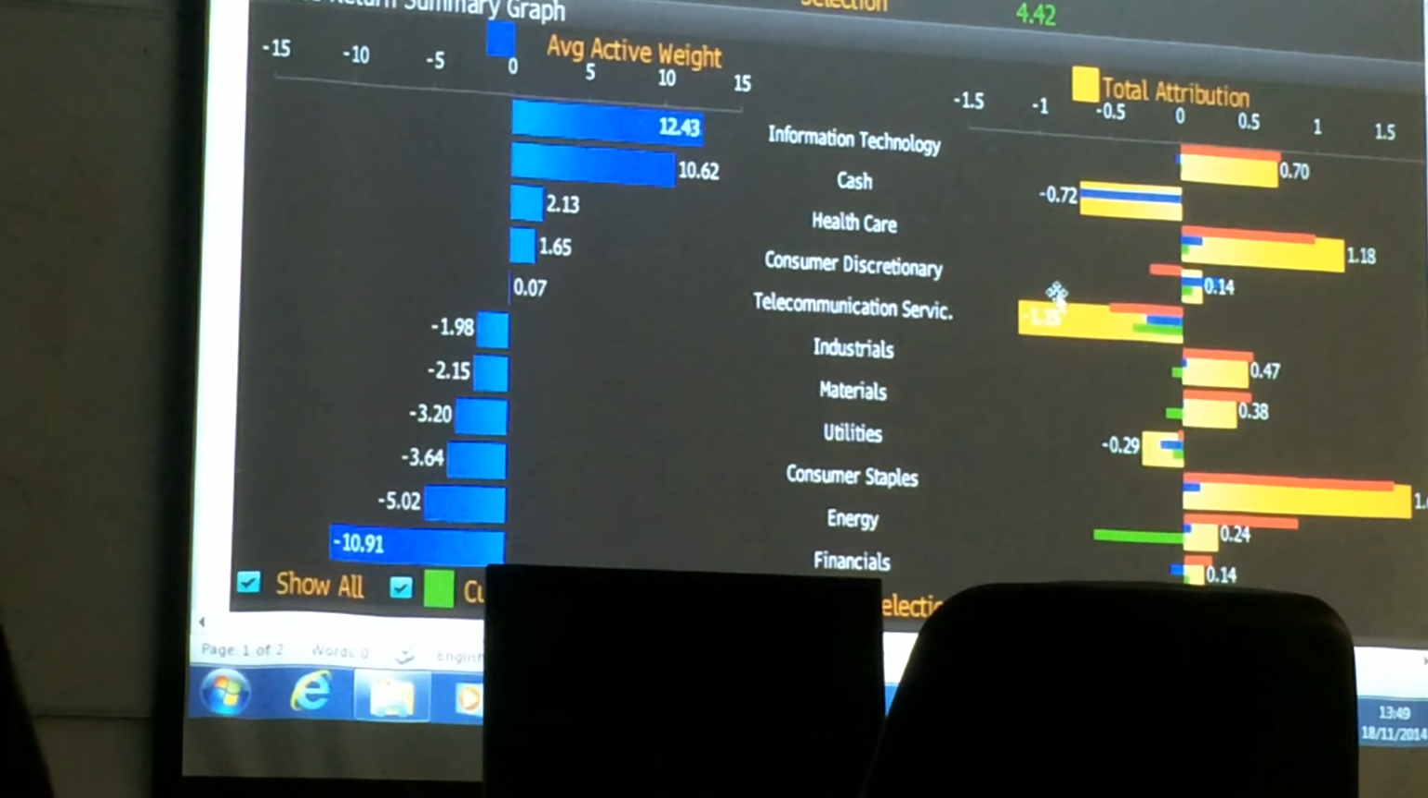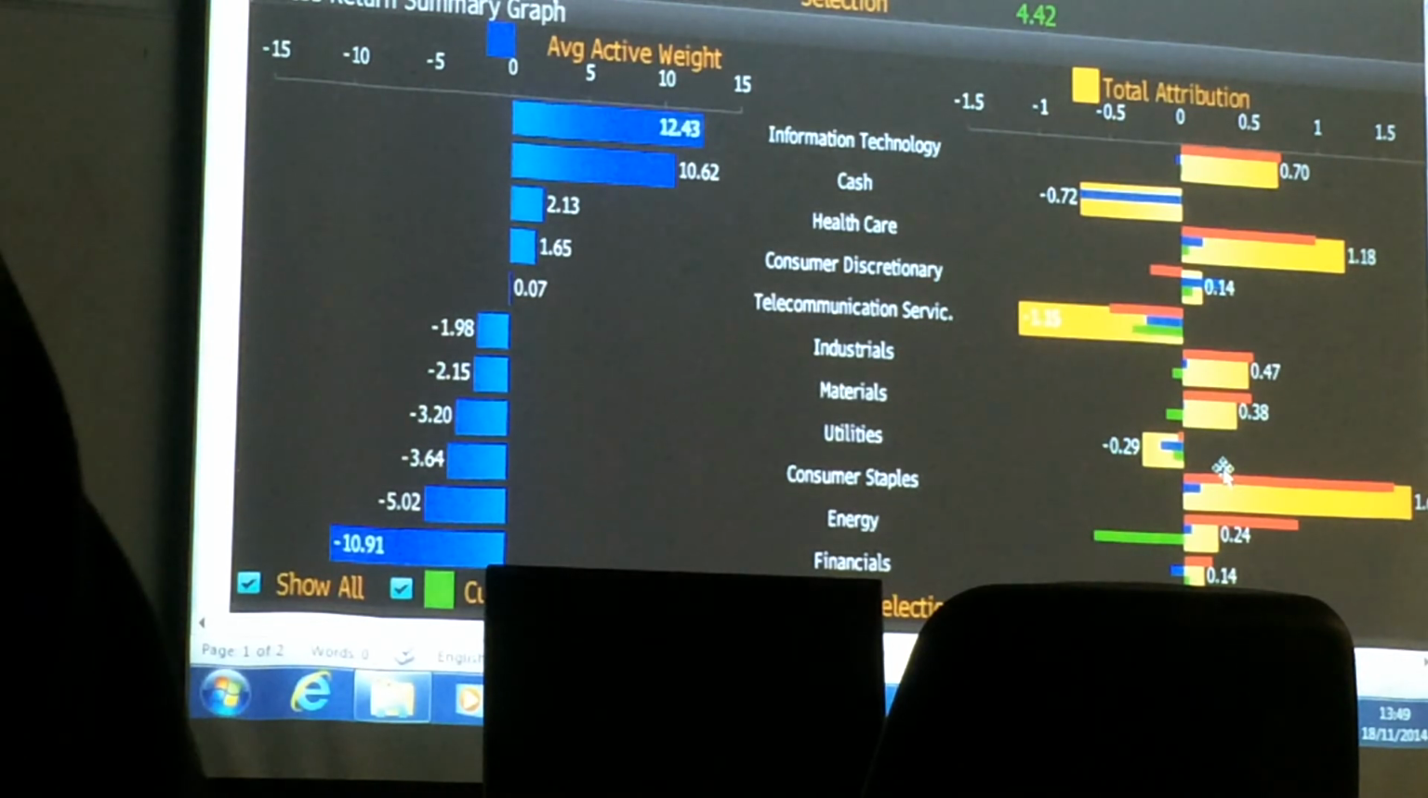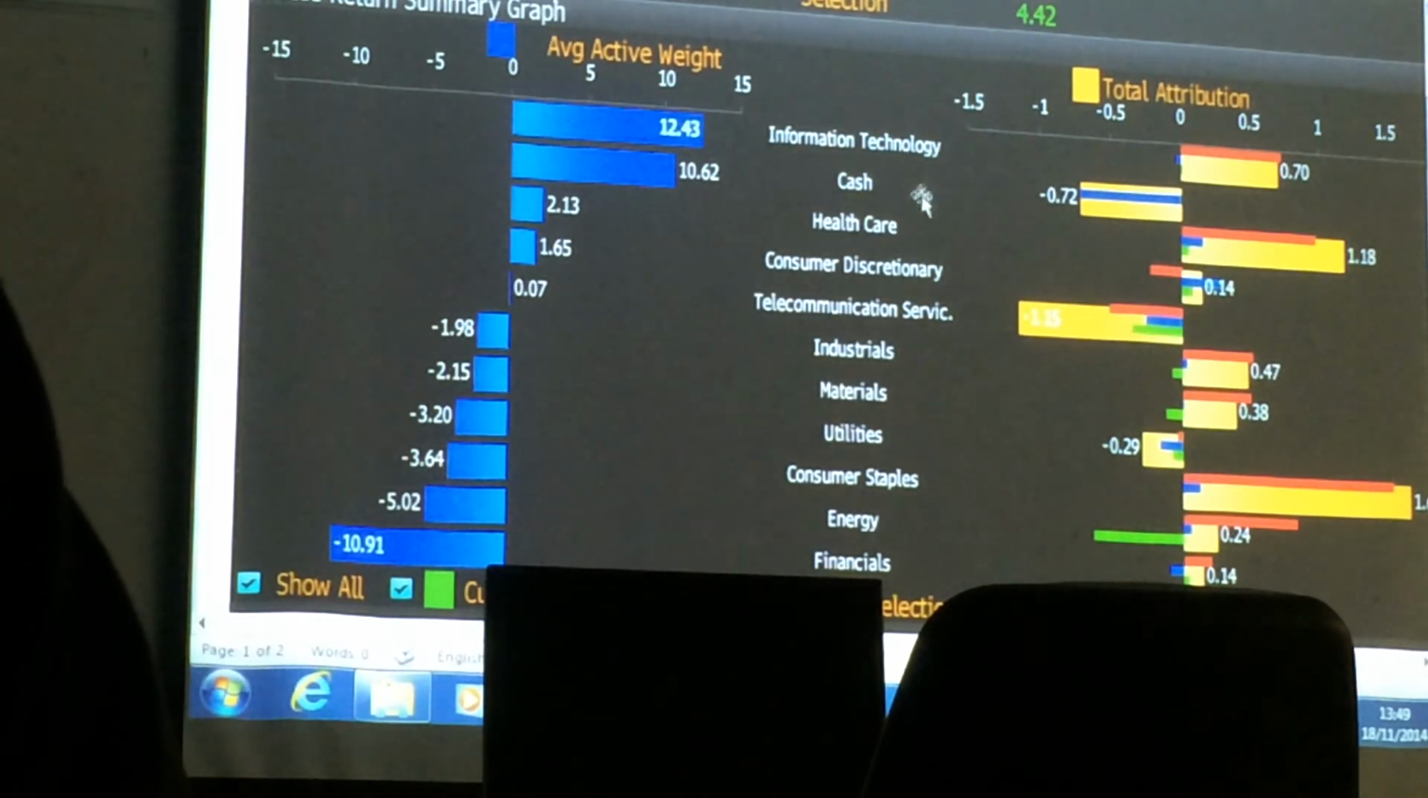But it's probably worth looking at. Is telecoms doing really badly? Thank you for pointing that out. Looking at this at face value does have its problems, and that's probably one of them. Any questions on what I've said here?